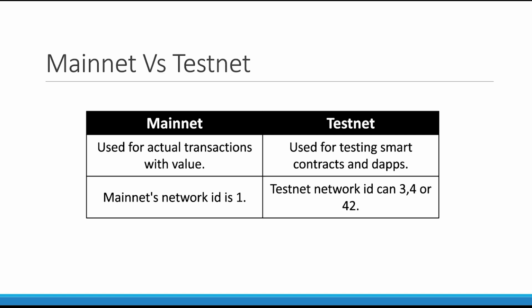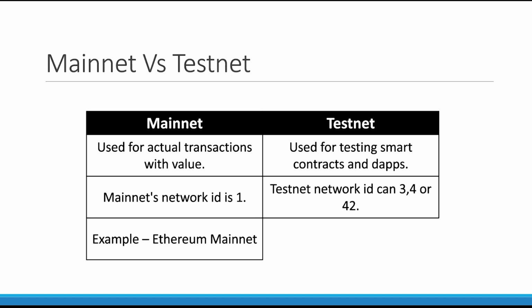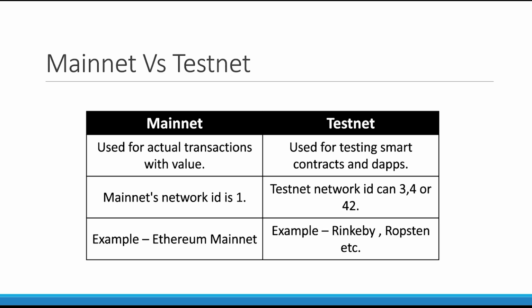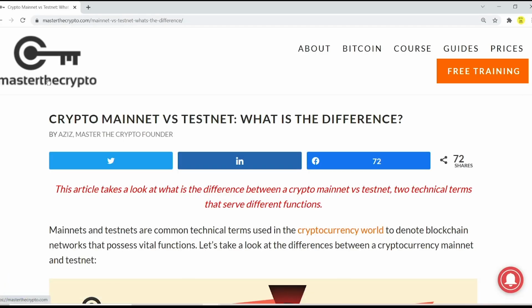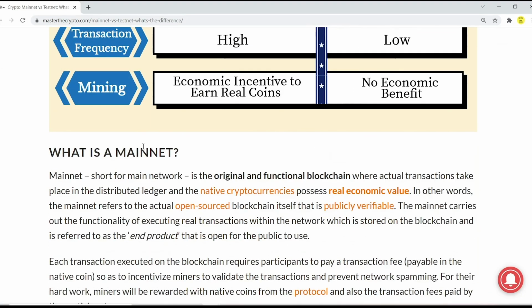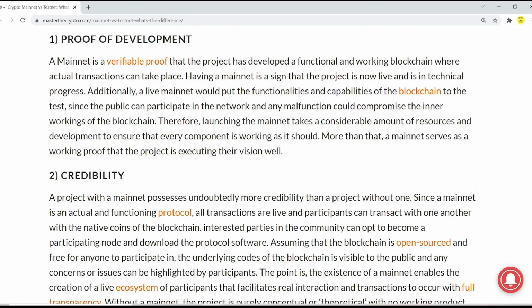Now what is this? I am going to explain it with the help of a diagram. Just wait for a second. Now what is the example of Mainnet? So Ethereum Mainnet is an example of Mainnet, while for Testnet we have Rinkeby, Ropsten, and there are other test networks also. So now let us see what this is: Mainnet network ID is 1 and test network ID is 3, 4 or 42. Now this is the website where we can find the difference between main network ID 1 and test network ID 3, 4 or 42.